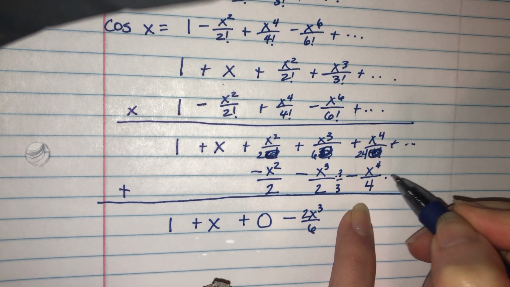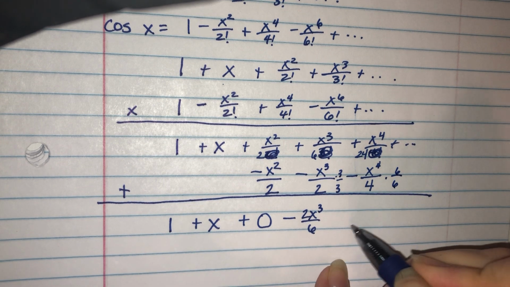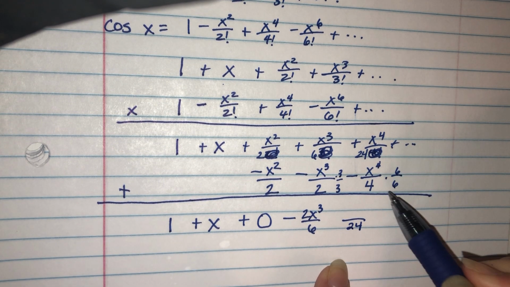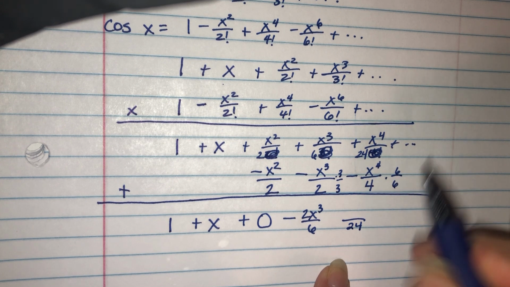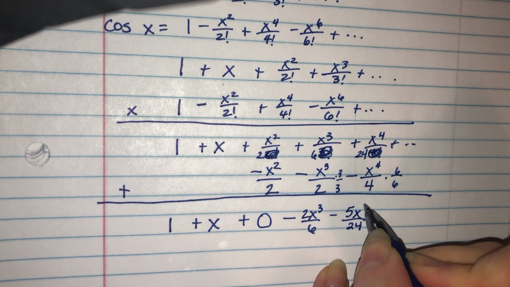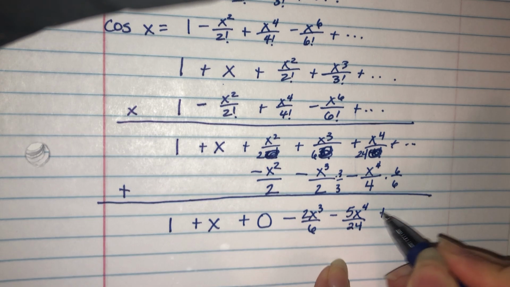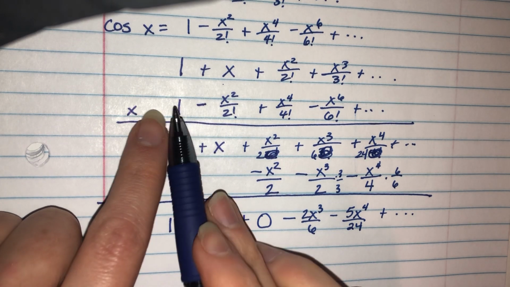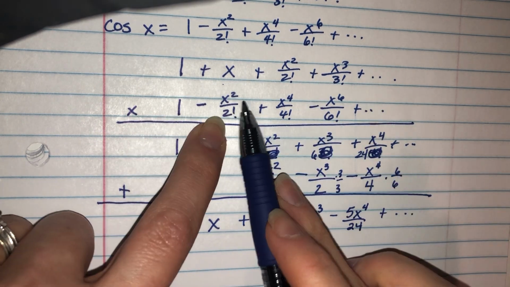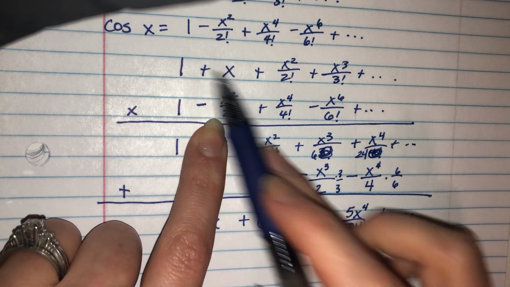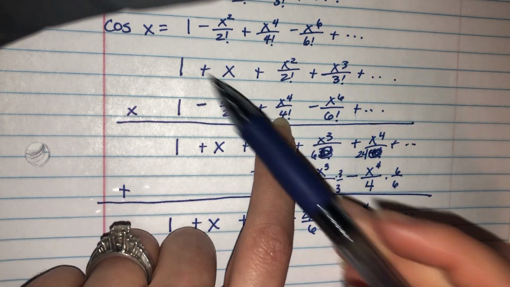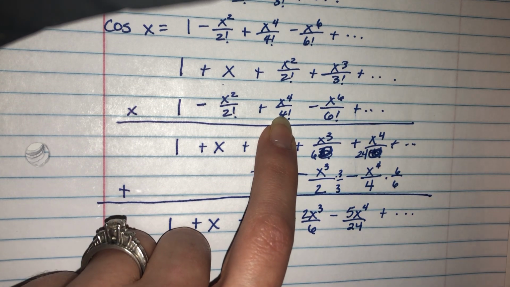So I'm going to multiply times 6 over 6 so that I have a common denominator of 24. And this is x to the 4th minus 6x to the 4th, which is negative 5x to the 4th. And this does continue. Okay, so now we've done the number 1 times each of these and the x squared over 2 factorial times each of these. So we're going to go to the next one and multiply and add again.